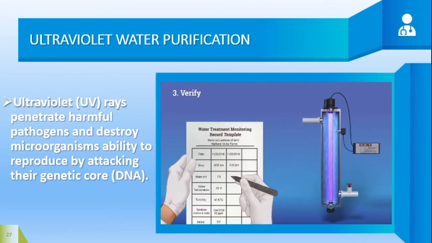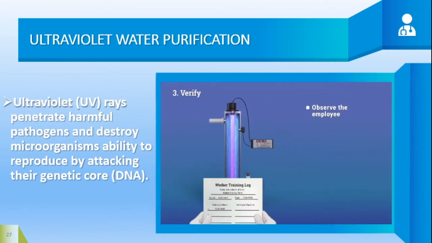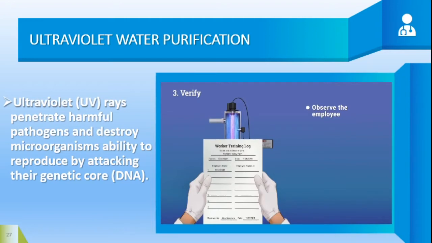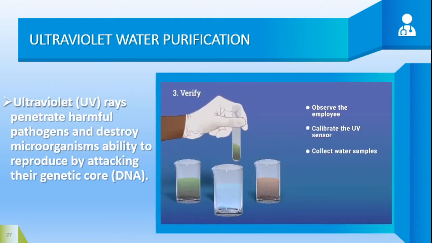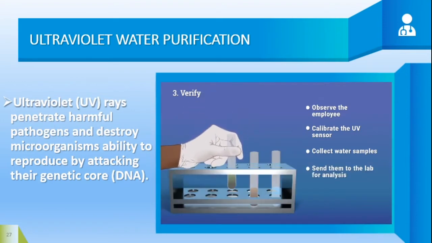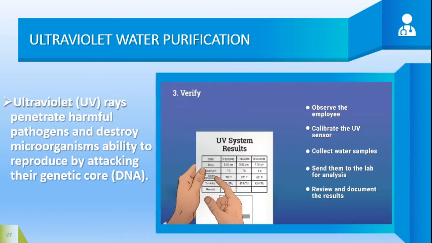Verify that your system is working as expected. Observe the employee monitoring the system. Calibrate the UV sensor per manufacturer recommendations. Collect water samples, send them to the lab for microbiological analysis, and review and document the results that the lab passes along.